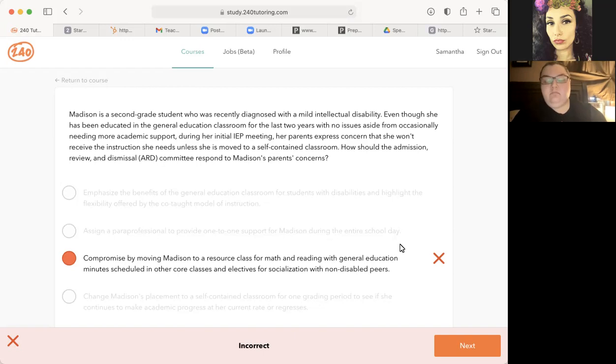And it's mild. Even though she has been educated in the general education classroom for the last 2 years with no issues, aside from occasionally needing more academic support, during her initial IEP meeting, her parents expressed concern that she won't receive the instruction she needs unless she is moved to a self-contained classroom. How should the admission, review, and dismissal, the ARD committee, respond to Madison's parents' concerns?